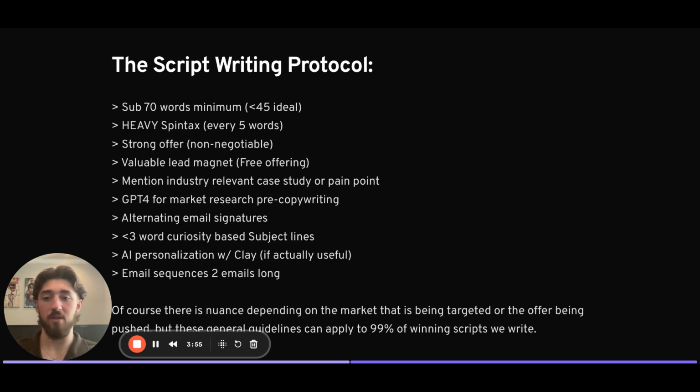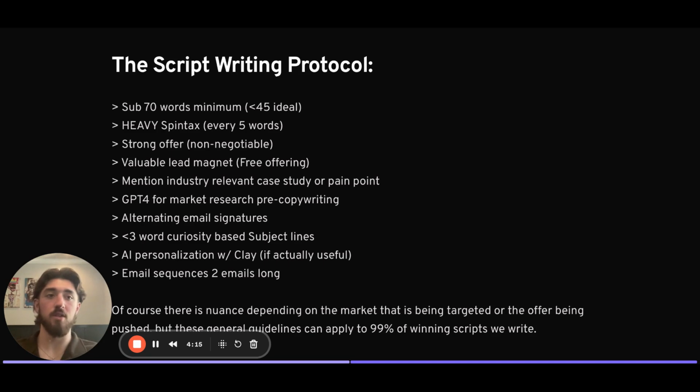A valuable lead magnet. You don't have to do this in every single email, but this always helps. If you're offering something that's in it for the prospect for them to respond, because the way you want to view cold email is not as you're selling them right off the bat from the initial cold email.